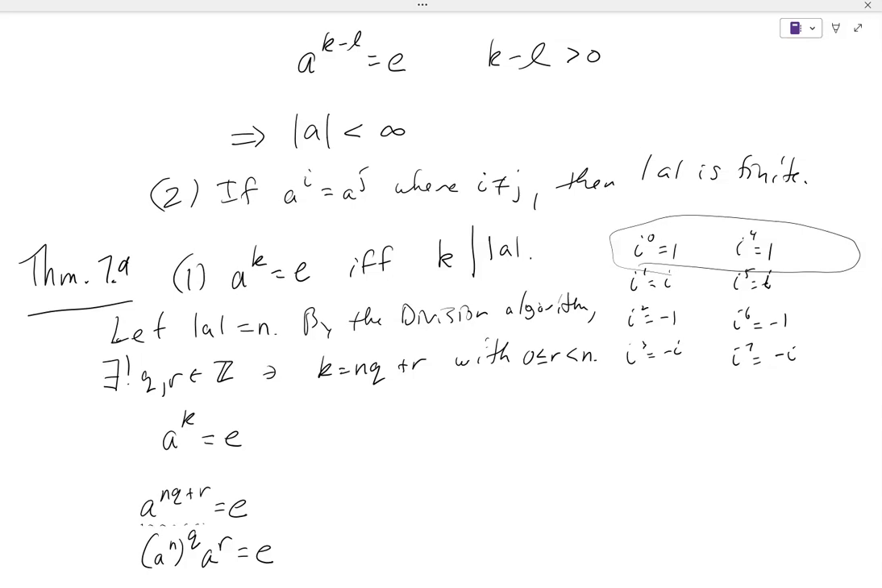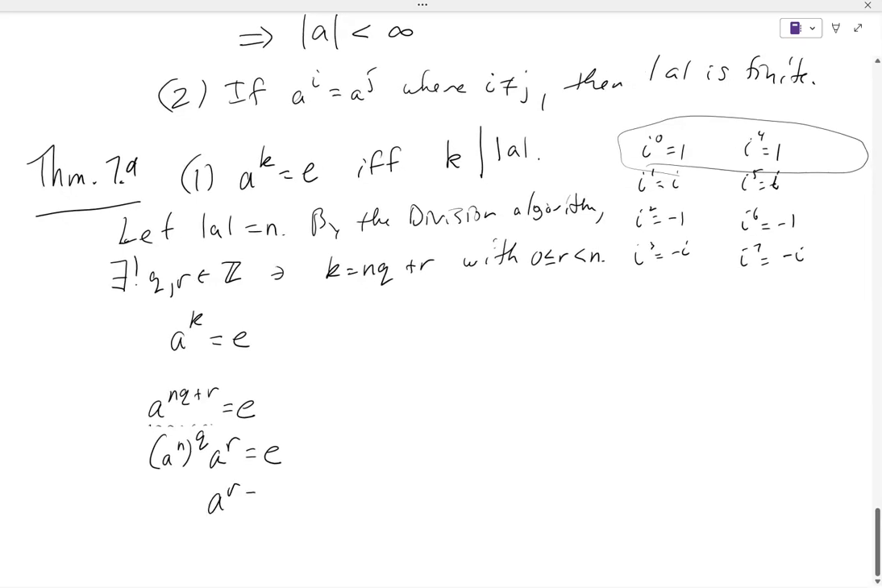n is the order of a. It's the notation we use for the order of a. So what does a^n equal? Well, e, yeah. a^n is e. e to any power is going to be e, it's the identity, right? Raise the identity to any power. So all we get here is just a^r equals e.